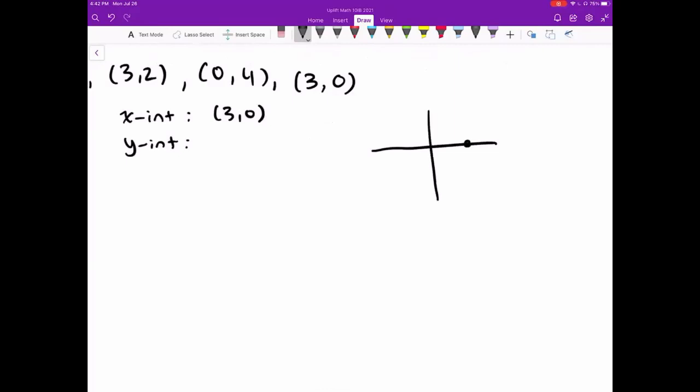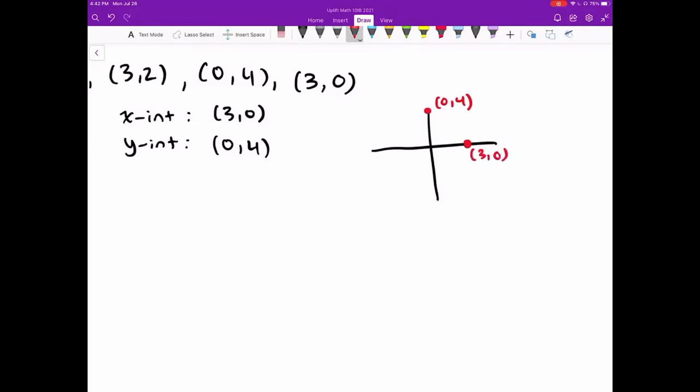Wait, David, am I right? Yeah, you'll be right. Okay, just so I'm not making anything wrong. The y-int is 0, 4, because when we draw them on the graph, this would be 0, 4.